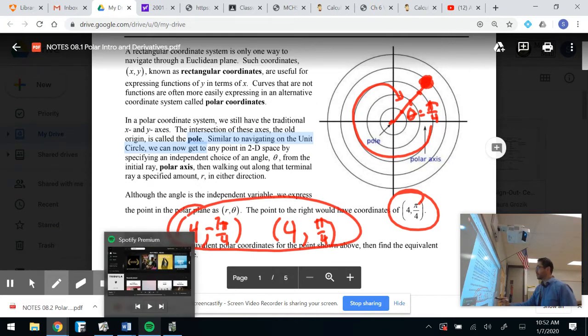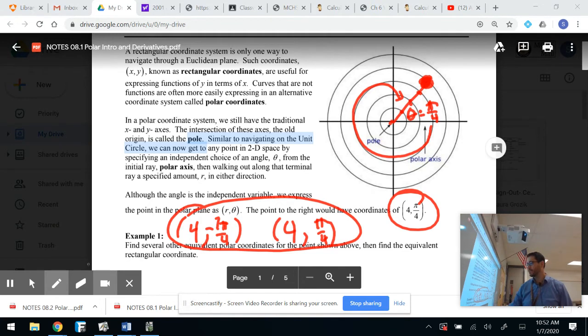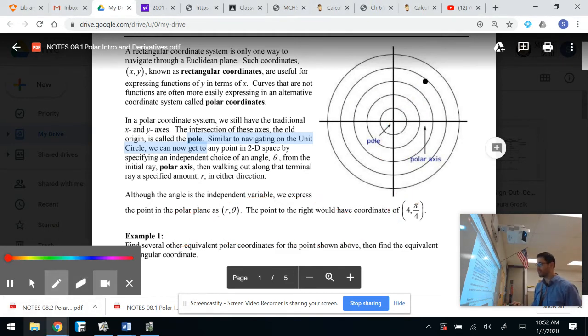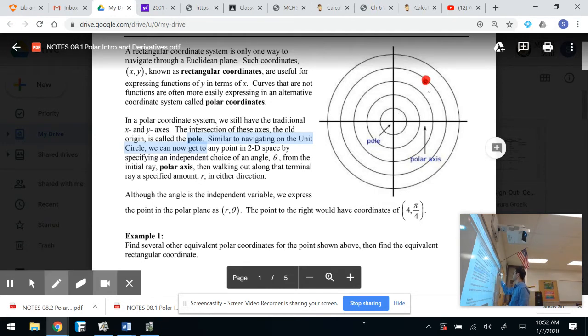Now, if you're really doing an amazing job of thinking about things, you're like, well, hey, Mr. Tanaka, could I possibly call it some other things? Believe it or not, you could. Let's say that's my point, and let's go all the way to 5 pi over 4. If my angle is 5 pi over 4, 1, 2, 3, 4, that would be 4 comma 5 pi over 4. But I want the same point as that one right there.